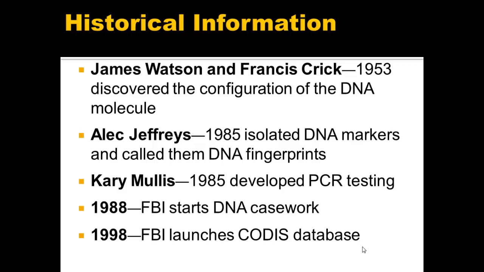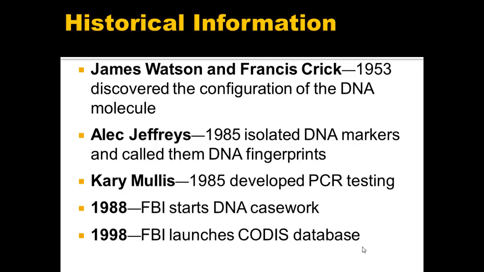Then Alec Jeffreys and Kary Mullis, they're both from England, and Jeffreys, he is the biggie when it comes to DNA. In 1985, he published that he had been able to isolate specific markers that made DNA unique to each individual person, and he called them DNA fingerprints. Kary Mullis was working at the same time with DNA, and he came up with something called PCR, and we will talk about that in a minute.